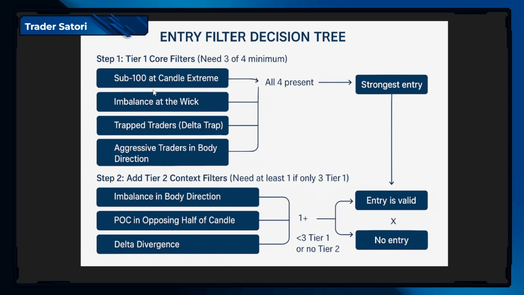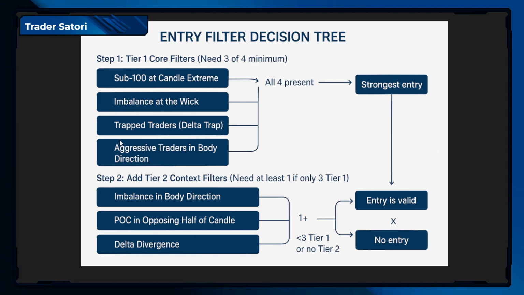After that we want to see trapped traders. If we're looking for shorts, we want to see trapped buyers at the high of the candle, or if we're looking for longs, trapped sellers at the low of the candle. And lastly we need aggressive traders in the body direction. If we are bearish, at the lower half of the candle we want to see aggressive sellers coming into the market, or if we're bullish, we want to see aggressive traders in the upper half of the body. We want to see bullish aggression at the upper half of the candle.